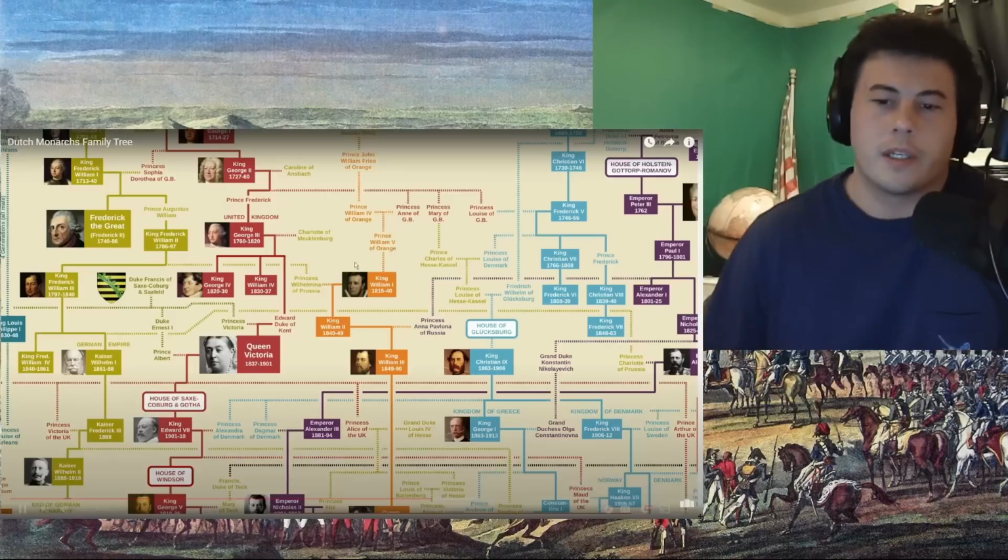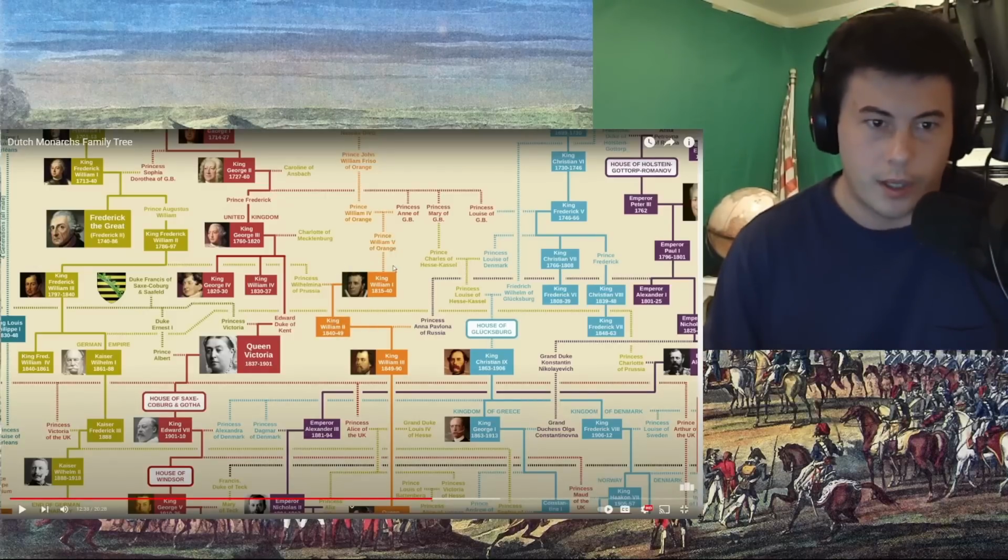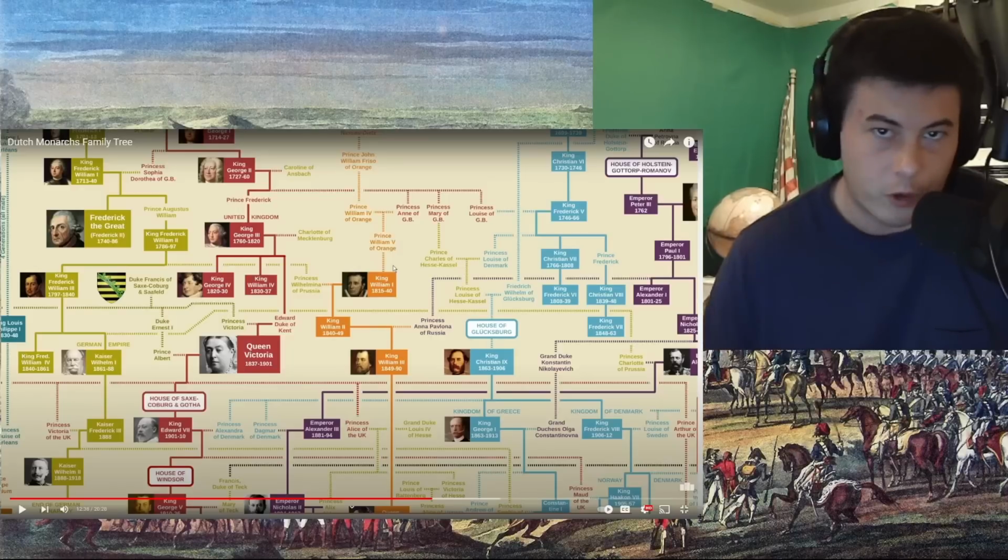And the ideas of the French... if you ask someone in the Netherlands, all right, who is William of Orange? Would they be like, which one? Or would they say the first guy?